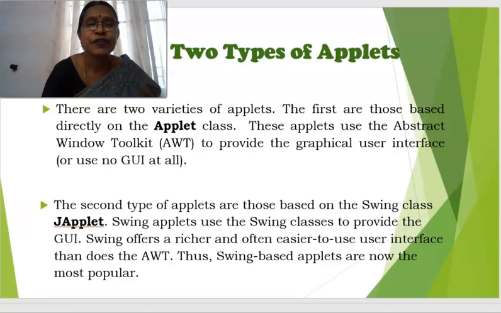So there are two types of applets. The first one is based directly on the Applet class. These applets use the Abstract Window Toolkit to provide the graphical user interface. The second type of applet is based on the Swing class, that is JApplet. Swing applets use the Swing classes to provide the GUI.